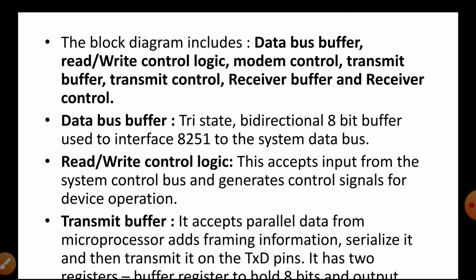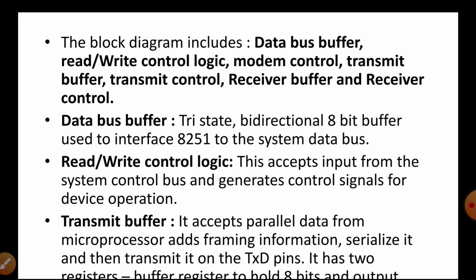As I told you, the data bus buffer is a tri-state bidirectional 8-bit buffer which is used to interface the 8251, that is the USART, to the system bus of the microprocessor. The data bus is used to transfer the data, but along with the data it is also used to send the control words and the status information.